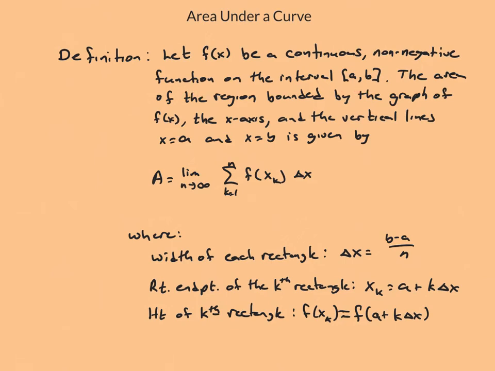Now, when we're setting this up, in general it's a to b. In a lot of the problems that we have in the book, a is always going to end up being 0. And that's actually going to be a good thing. You'll see why in a second.